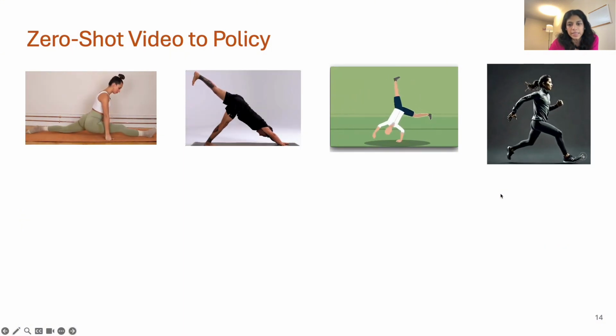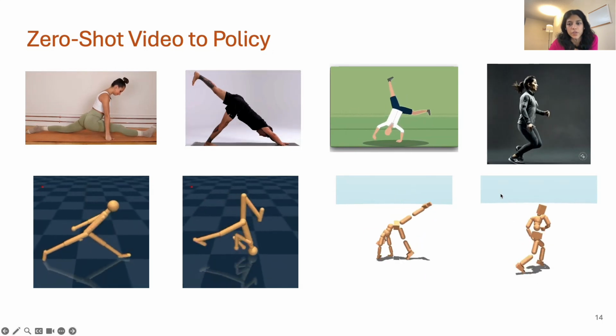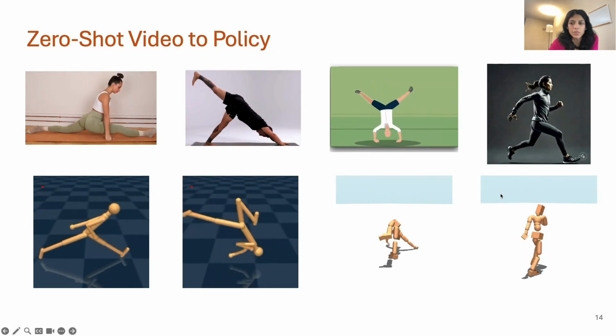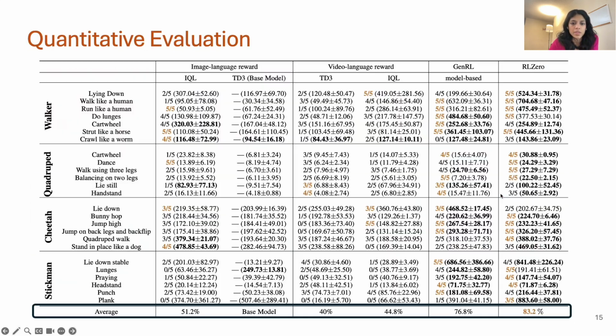We can simply replace the imaginations with real videos from YouTube, enabling zero-shot cross-embodied demonstration to policy. We did extensive quantitative evaluation of our method and observed that it produces behaviors that are more realistic as voted by multimodal LLM as judge. RLZero is preferred 83.2% over other methods, and it's also worth noting that all the methods that we are comparing with here require test time training.